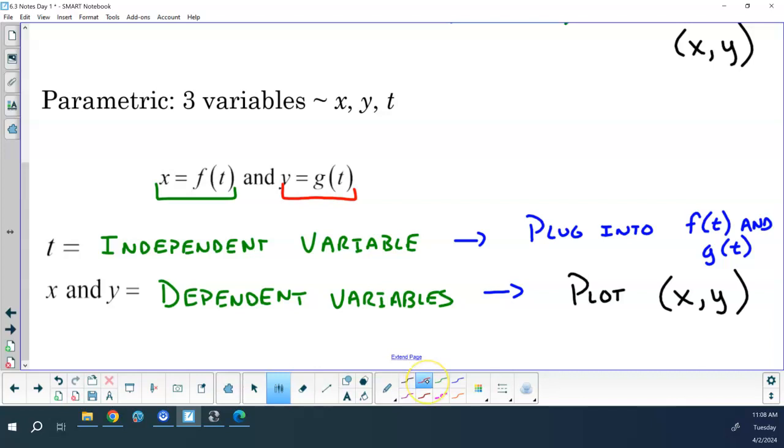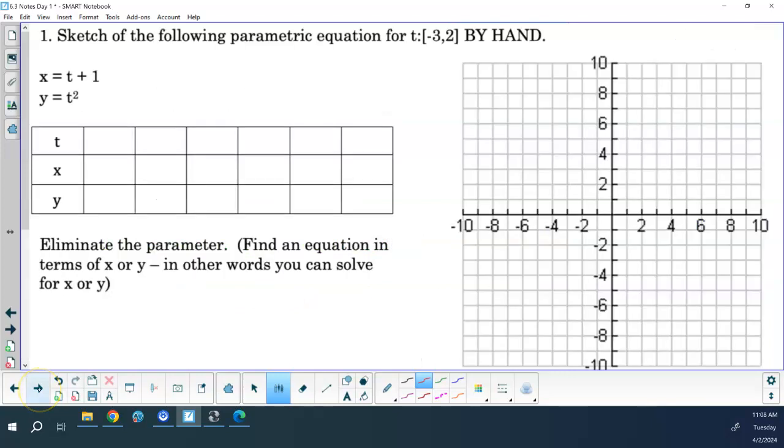You plug the same T into both the X function, or the function that is described for your X, and the function that is described for your Y. You have to plug it into both. Don't just plug it into one. We're not graphing T, comma, something. We're still graphing X, comma, Y. Okay? Let's try this one.